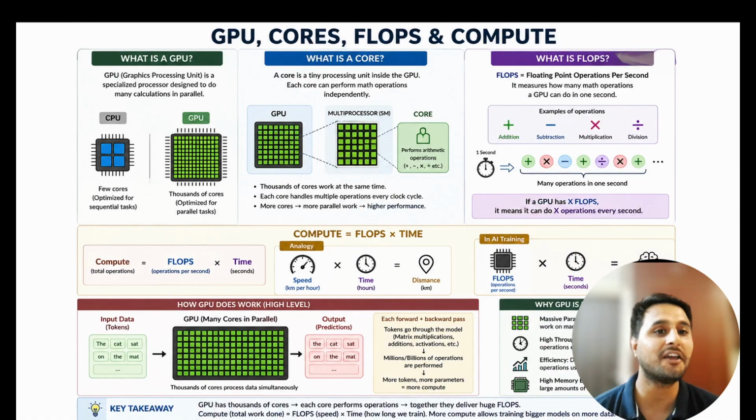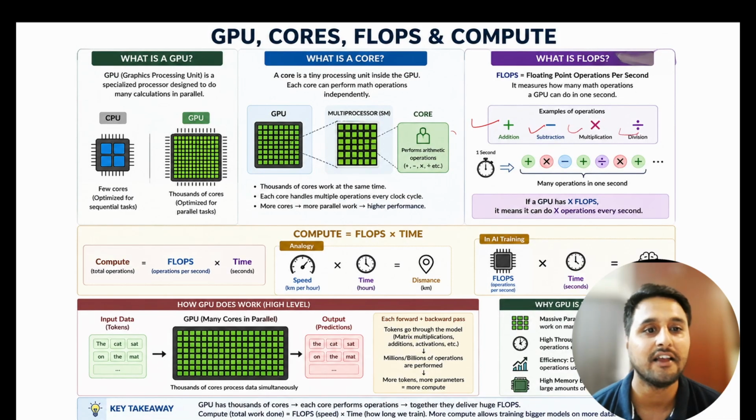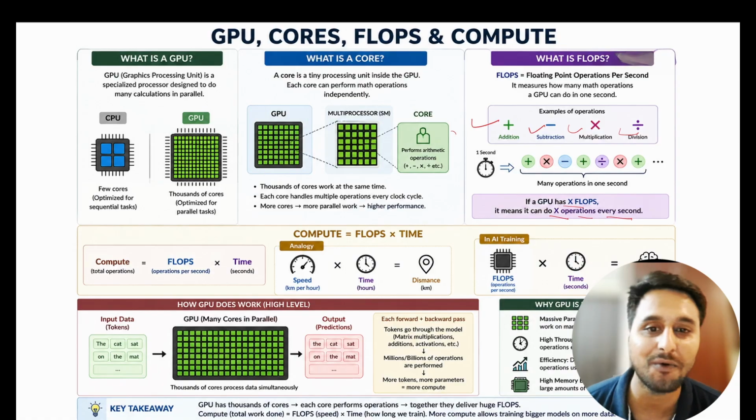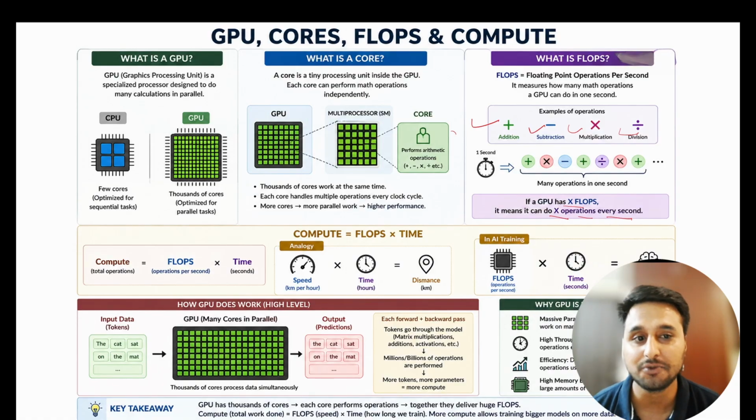So FLOP is floating point operations per second. It measures how many math operations a GPU can do in 1 second. Examples of operations are addition, subtraction, multiplication, and division. These are the mathematical operations. So if a GPU has X flops, it means it can do X operations every second. I will tell you the number of flops shortly, so be with me.